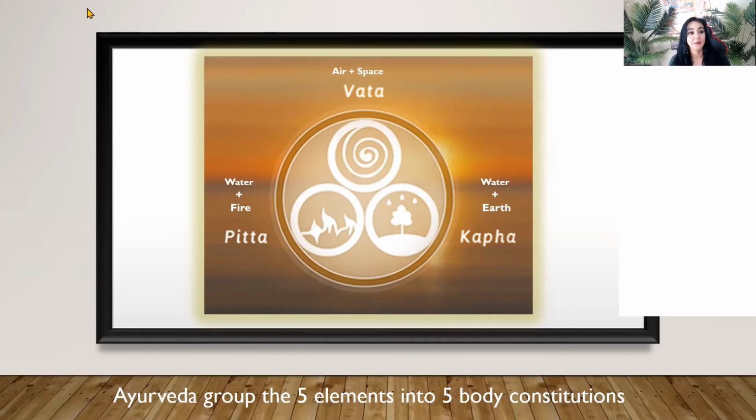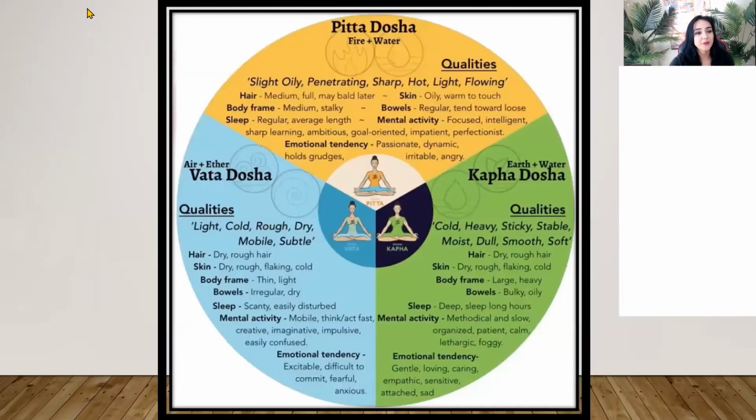So the 5 elements: we have water, we have fire, we have air, we have space, and we have earth. Those 5 elements, Ayurveda actually groups into 3 body constitutions. Body constitutions, you can imagine them to be just these packages of elements that have a certain order to them. So for example, let me just go back to the elements.